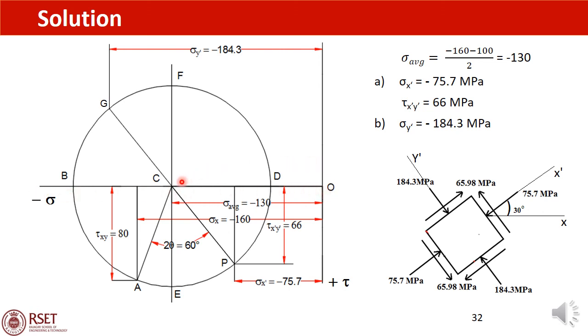The next step is to locate the reference point A. The reference point A has the coordinates sigma x and tau xy. Here sigma x is minus 160 and tau xy is 80. So using the suitable scale, you can mark the reference point A. Now join the line CA. Now with the center C and radius CA, we can draw the Mohr's circle.